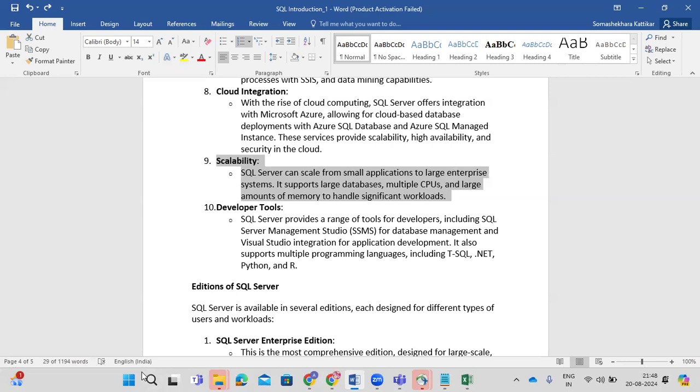Clear, Ashutosh? Yes, sir. Any other questions, guys? Why is SQL Server special compared to other databases?